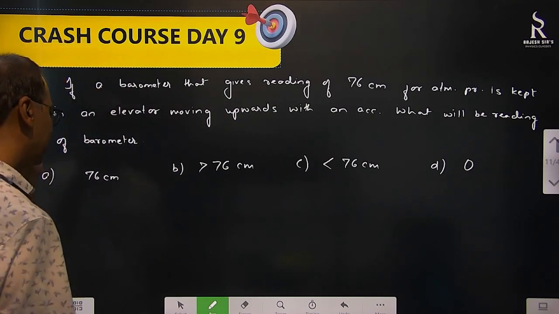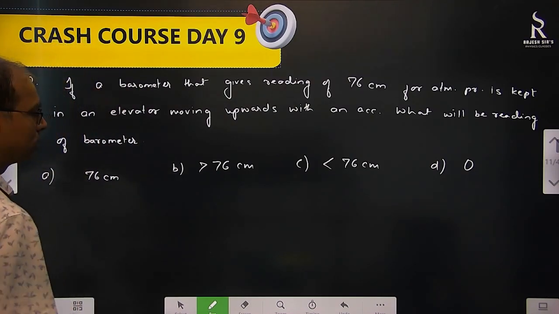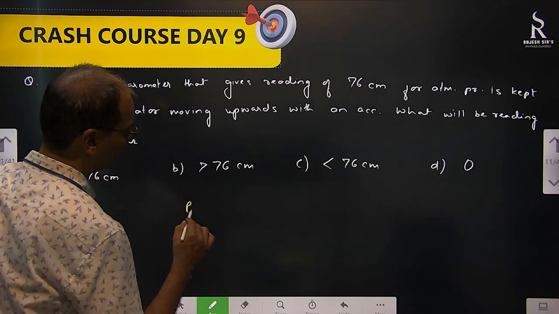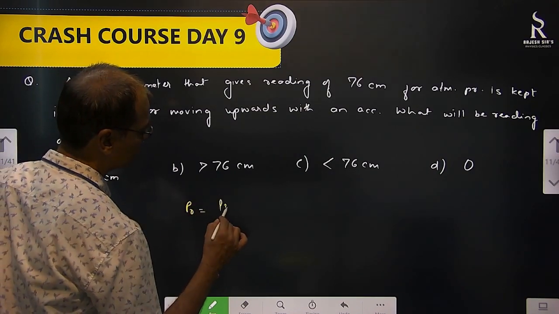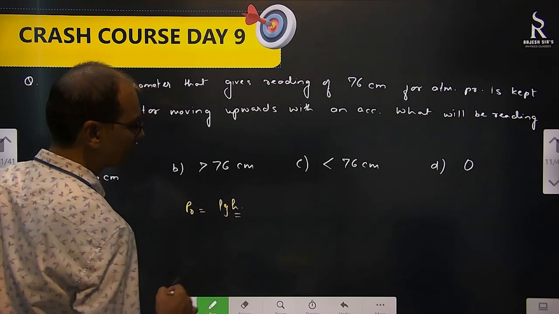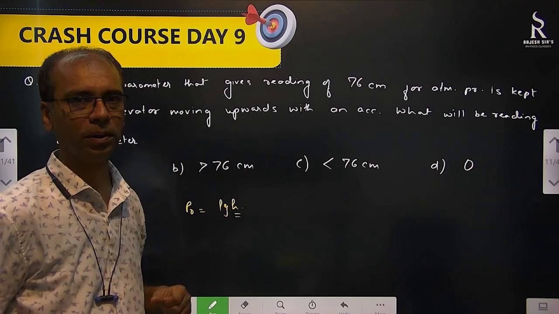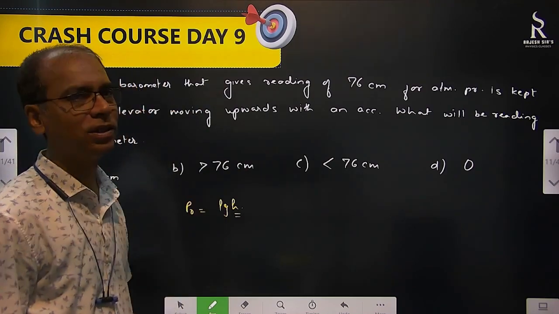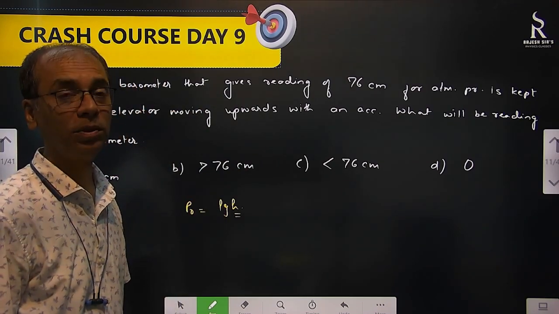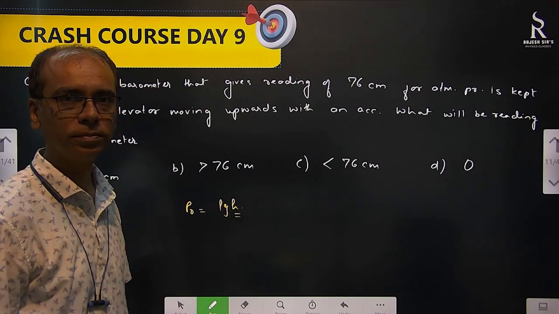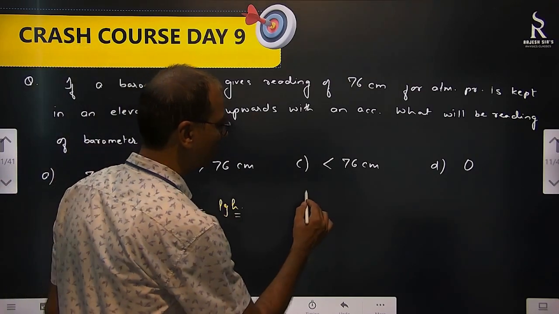So we have atmospheric pressure only. Then what happens? We saw that in a barometer, it is normally P naught equal to rho g h. Okay, what happens now when this elevator goes up? The effective value of g is not g, it becomes g plus a because of pseudo force, if the elevator is going upwards.